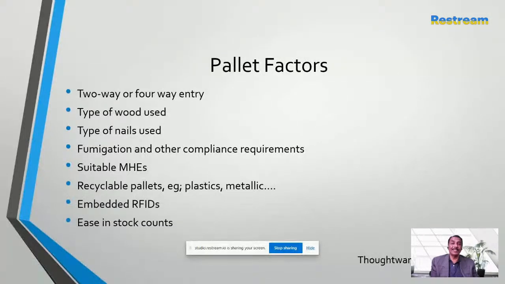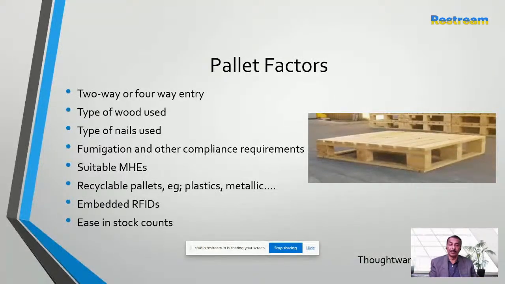And ease in stock counts, especially the pallet. By seeing the pallet, you should be in a position to count easily how many layers are there, how many cartons per layer there are, and within a carton, how many products are being stored. All this matters here. So this is a sample pallet, which all of you might have seen. This is a four-way pallet. Okay, you can put the forklift in from one direction, this side or the other side, or all four sides. You may be able to operate the forklift. So this is the most preferred way.